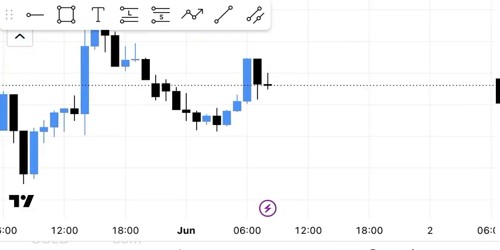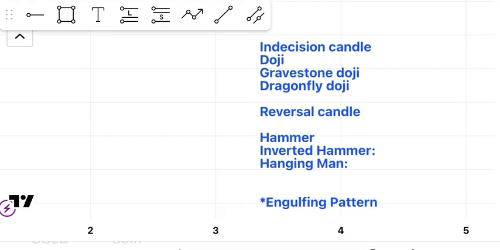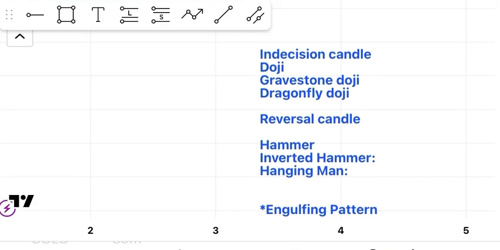So now let's talk on another candle. We'll be talking on the reversal candlesticks like the hammer, inverted hammer, and hanging man. What are they all like, what do they look like, and what are their usefulness?